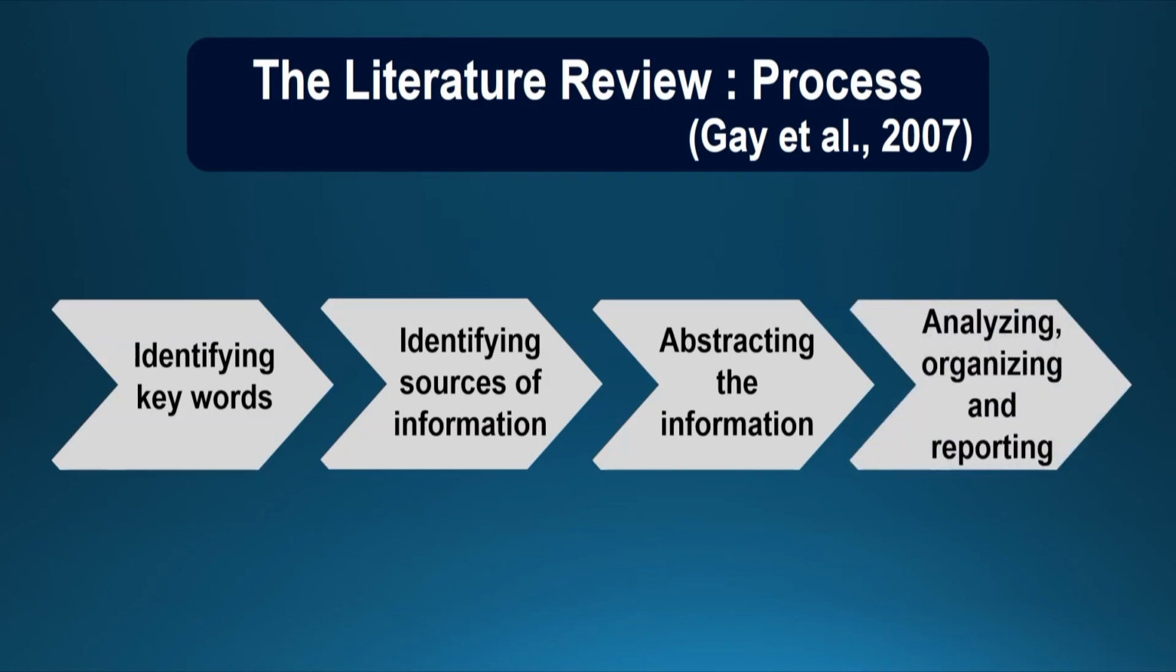A researcher can also code each abstract which is prepared for the various sources of information and various studies which have been collected. And coding can be done on the basis of the variables. Coding can be done on the basis of the findings of the study. Once the researcher has abstracted the information from the available sources of information, then comes analyzing and organizing and reporting the review of related literature.